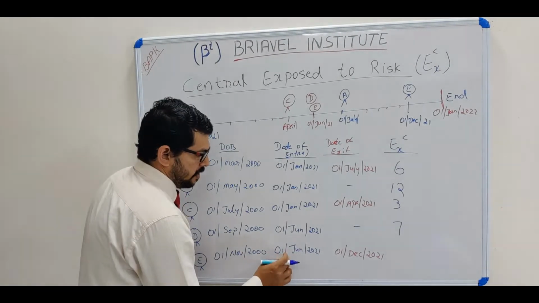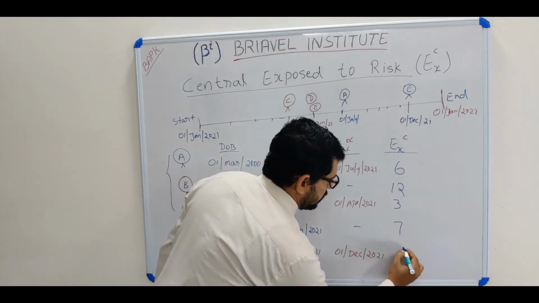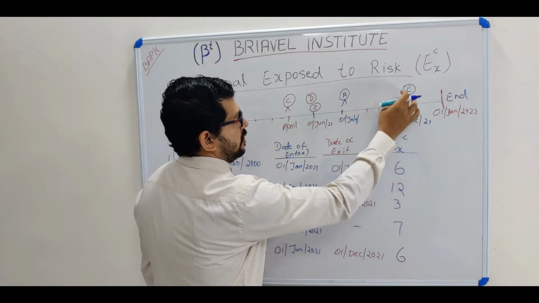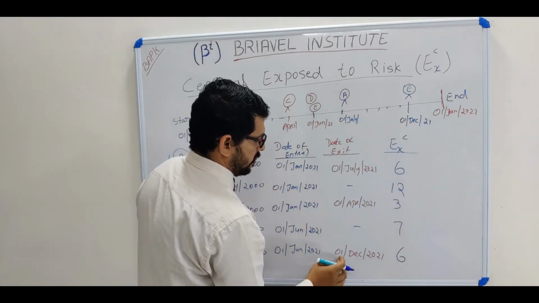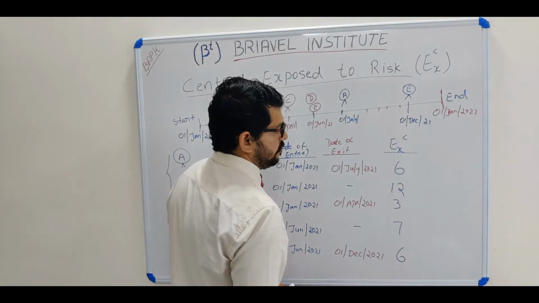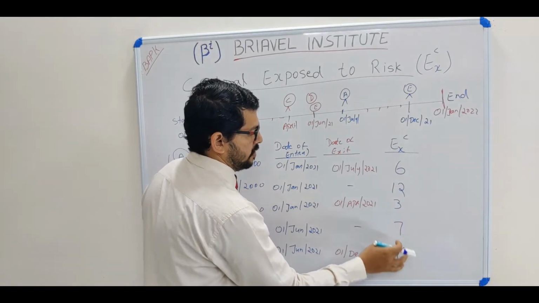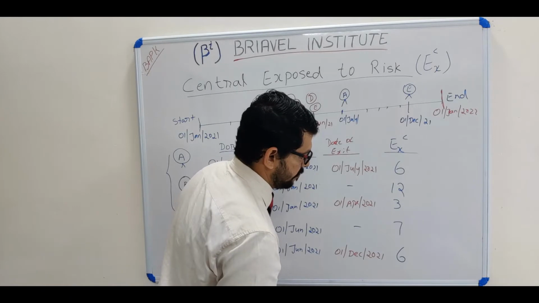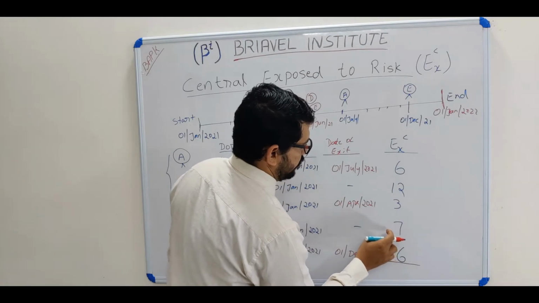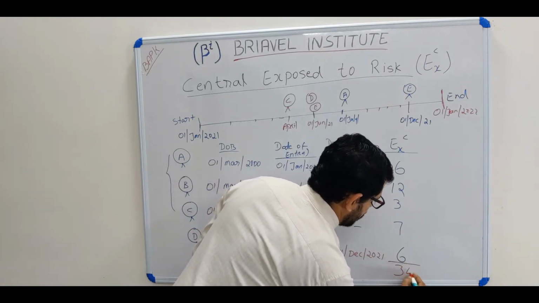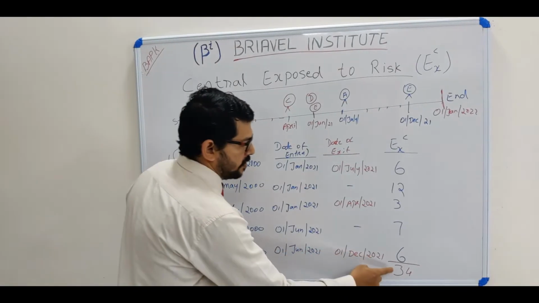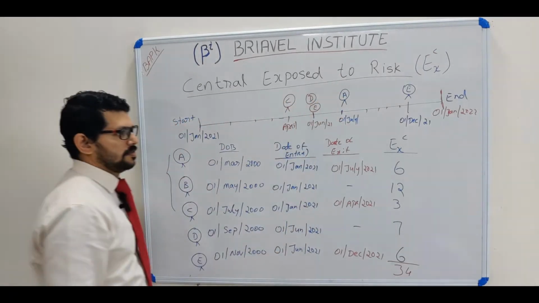So how many months did he spend in the year? This fellow spent 6 months, because on 1st December he was killed by a tiger, so he exited the observation. So these are the months: 6 months, 12 months, 3 months, 7 months, 6 months. What is the total? The total will be 18, 21, 21, 28, 34 months. In this observation of the 5 members, 34 months is exposed to risk.